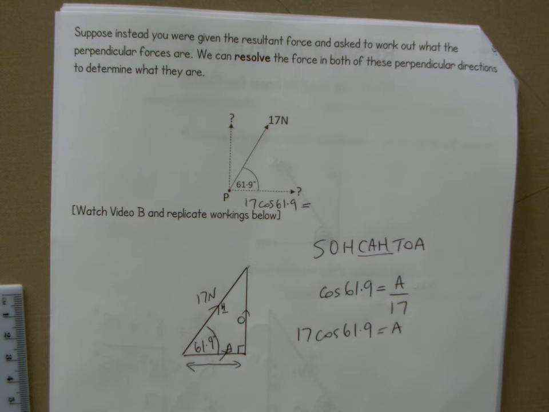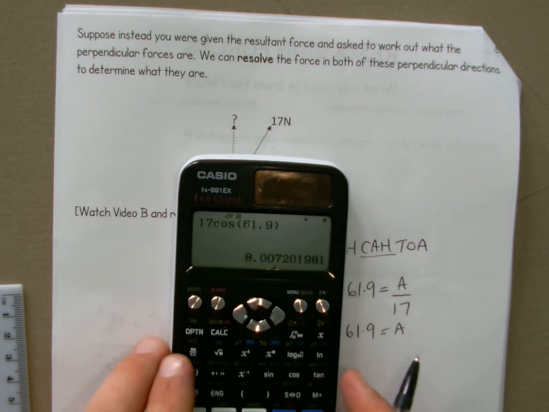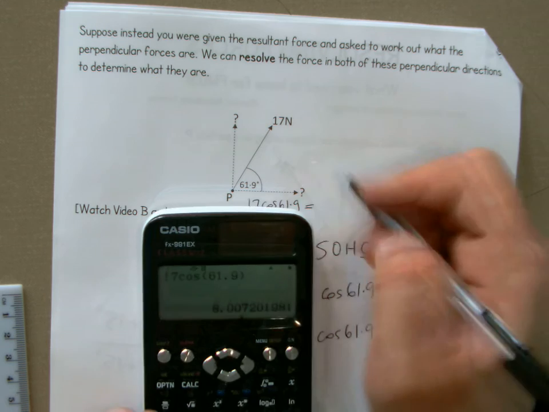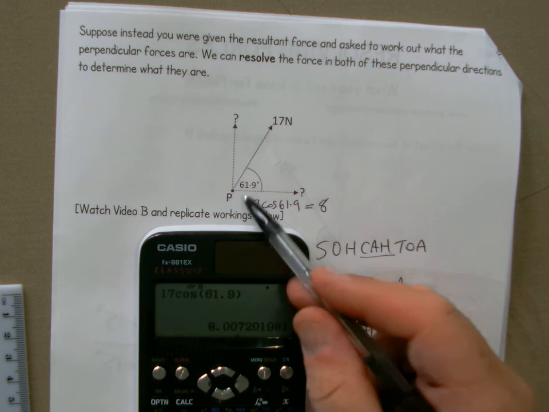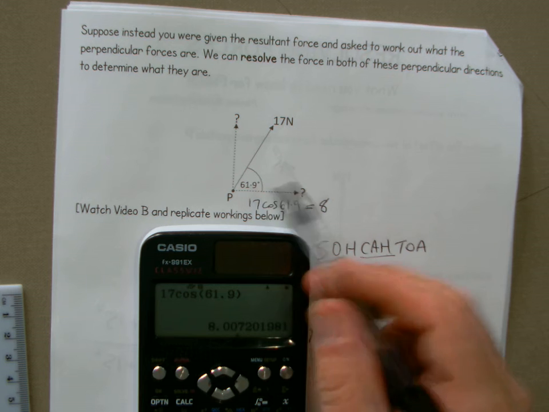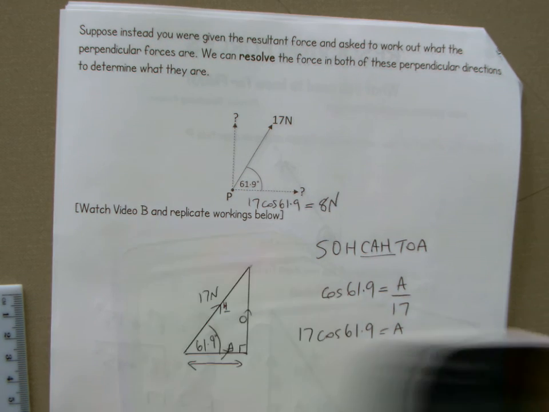If I do that on my calculator, my answer here is 8.0072. Now, it is 8. There's a reason why I haven't got exactly 8. If you remember, I rounded my angle to one decimal place. Had I had the exact angle, it would come out as 8 exactly.